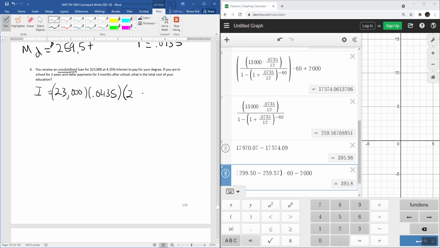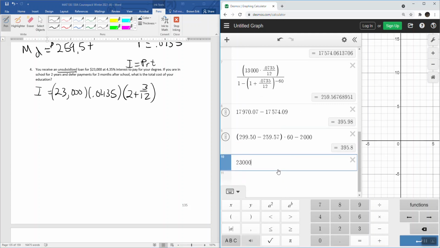Well, we're in school for 2 years, and then we defer it for 3 months after that. Remember, in this I equals PRT formula, the simple interest formula, we have to convert this to total years. And I'm doing a very simplified version of this. We could do what was done in ALEX, where we figured out the daily interest and then used a 30-month accrual to figure out how much we would add in for those 3 months. But I'm just going to do what percent of the year is 3 months and use that as our calculation.